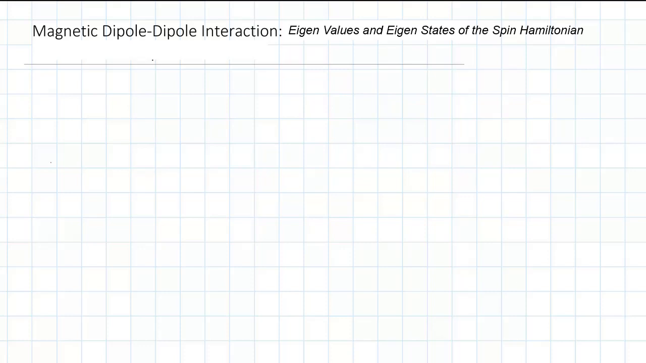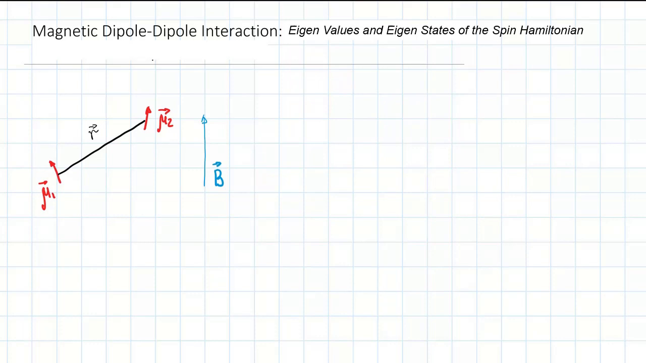Okay, in this video I will continue to talk about the interaction of spin magnetic moments. My aim is to determine the eigenvalues and the eigenfunctions for such systems. Hence, let us consider two magnetic moments μ1 and μ2 separated by distance r in magnetic field B.